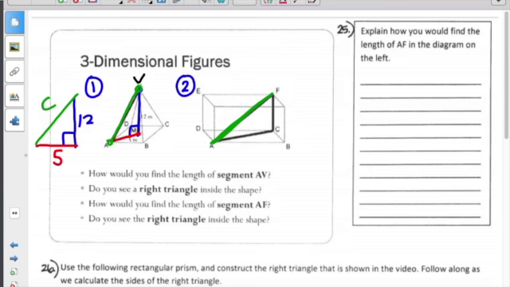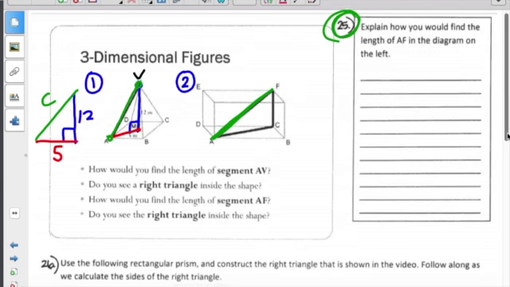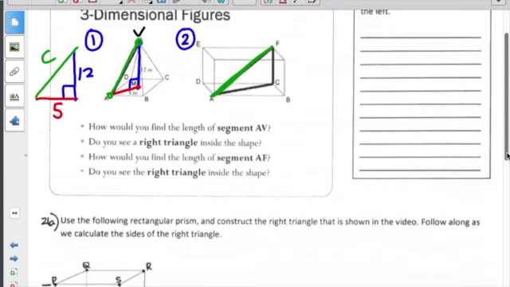So explain what pieces of information you would need to know in order to solve for that green line, AF. What do you need to do? What would you need me to give you in order to figure out the length of line segment AF? And that's what you're going to do right here. Question number 25, you're going to explain how you would find the length of segment AF in the diagram on the left. There are no numbers, so just use the line segment names. Like the green one is AF. Okay, go ahead, you can pause the video while you're doing that, and I'll meet you down at question number 26.